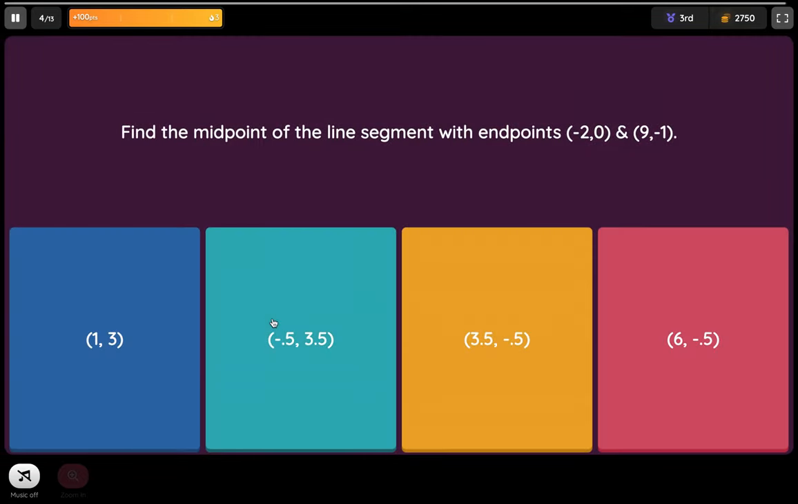Find the midpoint of the line segment with endpoints negative 2, 0, and 9, negative 1. Negative 2 plus 9 is equal to 7 divided by 2, 3.5. 0 plus negative 1 is equal to negative 1 divided by 2, 0.5.